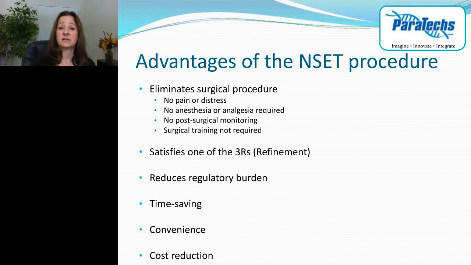It's extremely convenient, and there's a significant cost savings involved, especially if you need to purchase surgical materials, an anesthesia machine, or perhaps train technicians or researchers to do the procedures. A surgical procedure is very cost intensive, whereas the non-surgical embryo transfer procedure is much less expensive.